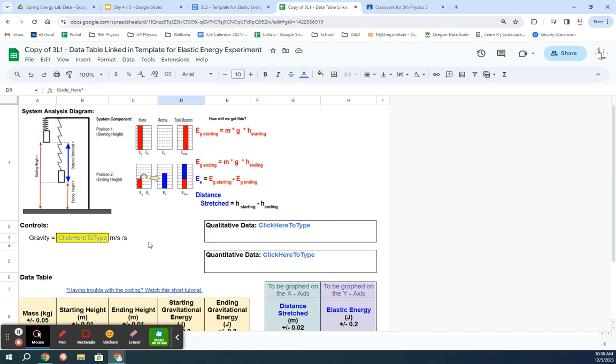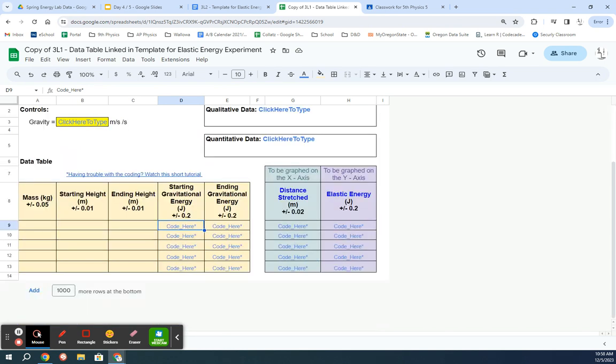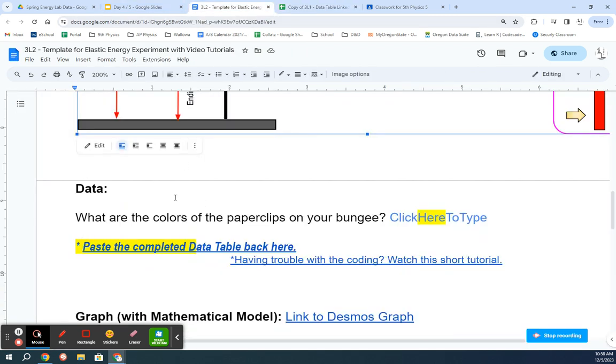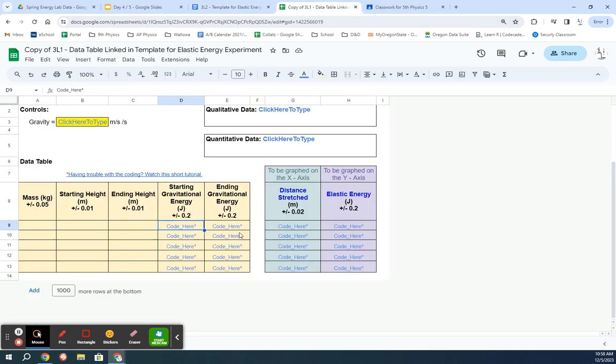When we're done with this, what we're going to want to do is paste this back over into our lab template, right? We want to paste that data table back there. The reason why we're doing it in here is because we're going to be able to code some stuff and make our lives a little bit easier.